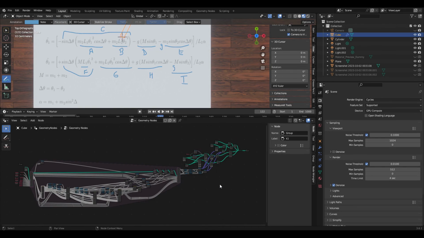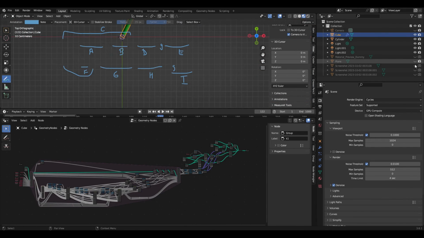All you need to do is click the play button, select the initial conditions to whatever you want, and let it go.